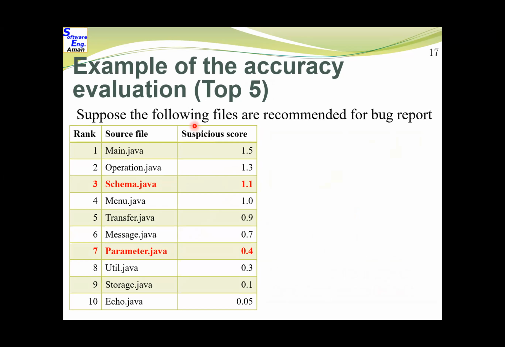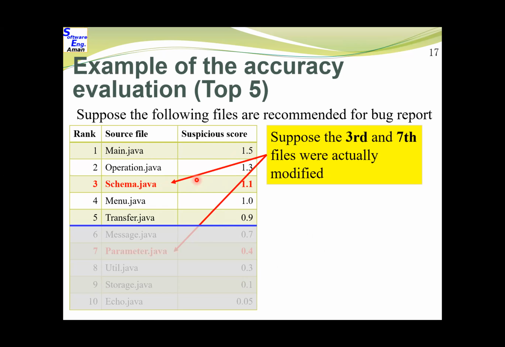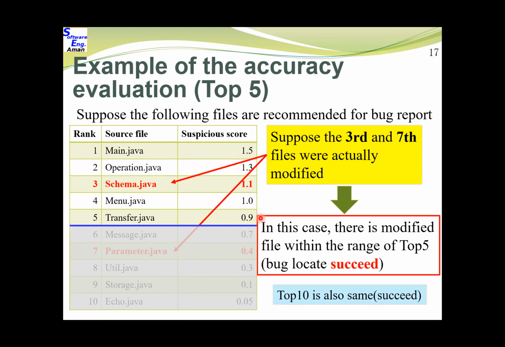Then I consider another example in the case of top 5. As in the top 1 case, suppose the third and seventh files were actually modified. In the case of top 5, we look within rank 5. So in this case, there is a modified file within the range of top 5. It means bug localization succeeded. The case of top 10 is also the same.